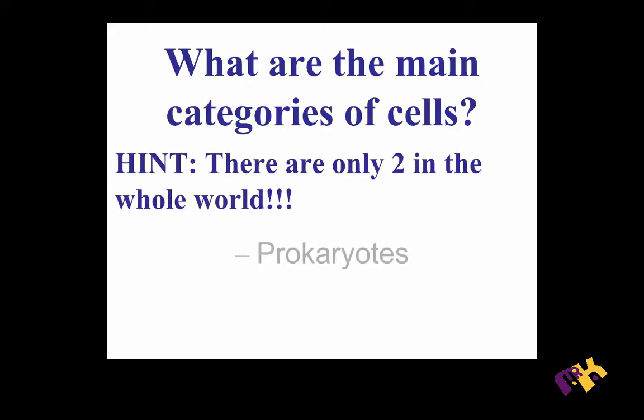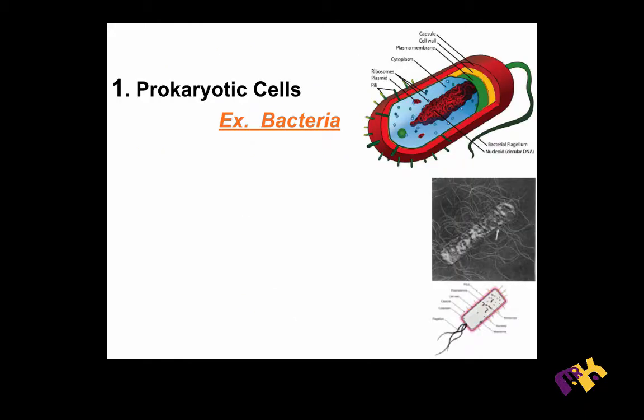So what are the main categories of cells? There's only two main categories in the entire world. So this makes our life as a cell biologist really easy. Either you're a prokaryote or you're a eukaryote. So let's take a look at each.